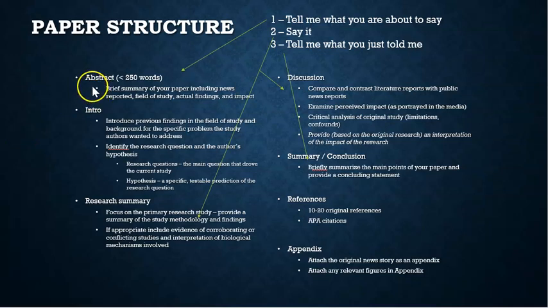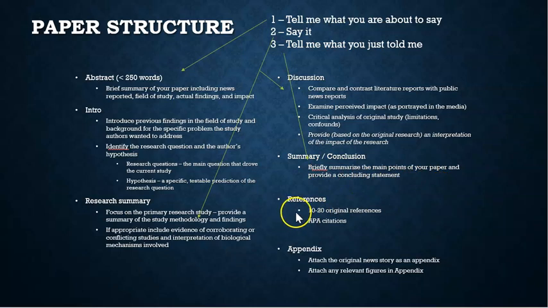You're going to have an abstract. There's going to be an intro. You're then going to give me the research summary and then discuss. The discussion is where you're going to do that compare and contrast. So these first two areas, you're really focusing on the field of study of the original research paper. The discussion is where you're going to bring in that news article. And then you're going to have a summary conclusion. It's going to be pretty short.